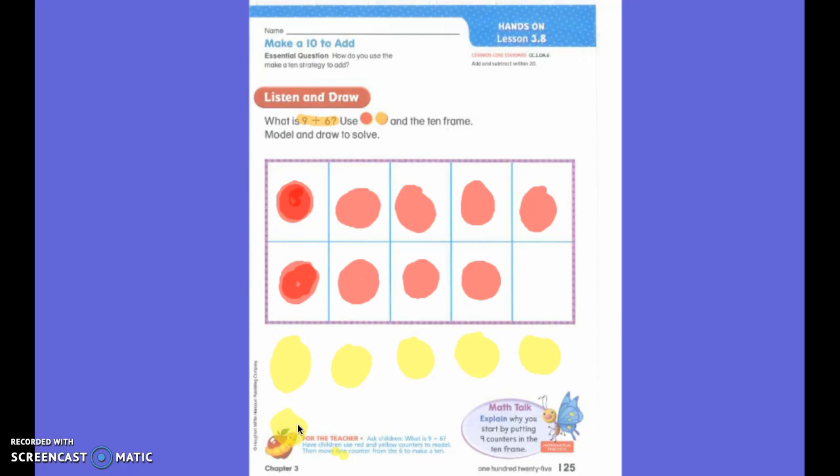Notice, first grade, I did not fill up my 10 frame just because I wanted it full. This is not full, so I cannot say there's 10 there. So what I'm going to do is move my counter into that spot. Do I still have 6 down here? No. So for those who thought we had 16, that's not quite right because I moved one into a different spot. I have to fill up my 10 frame first.